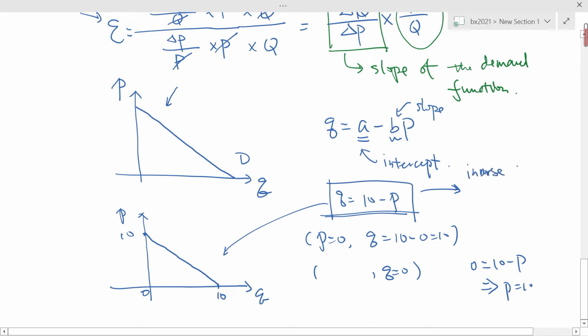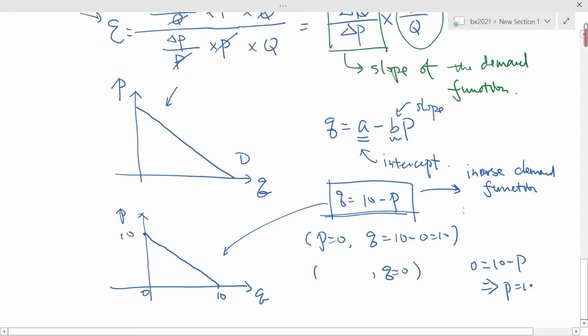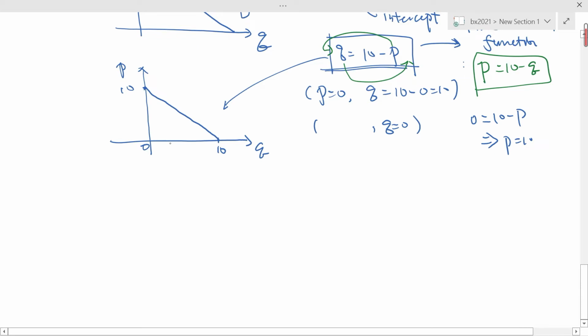Okay, hopefully this won't confuse you too much. So the inverse demand function, we will write price as a function of quantity. What we can do is move the price to the left hand side and quantity to the right hand side. So that becomes P is equal to 10 minus Q. That's the inverse demand curve. So now we have the inverse demand curve P is equal to 10 minus Q, or the demand curve Q is equal to 10 minus P.